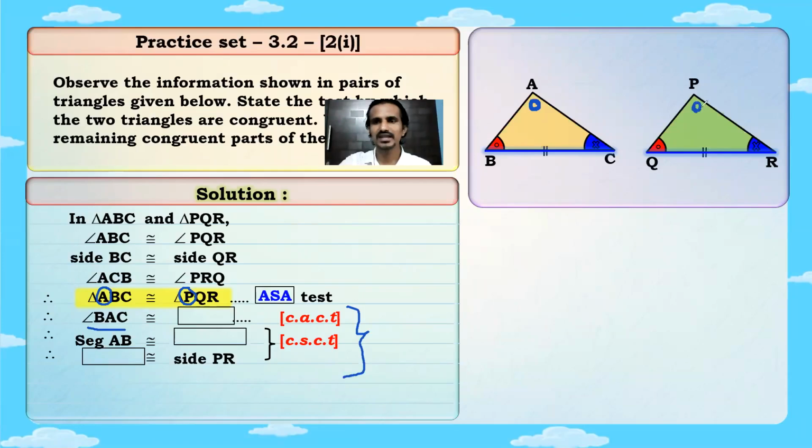All right, but the name is required in 3 letters. So angle BAC congruent to angle QPR. Okay, so in the second box we'll write angle BAC congruent to angle QPR, and the reason is mentioned as CACT. Now CACT means corresponding angles of congruent triangles. All right. Next, side AB is congruent to dash. Just look at AB. Tell me which is the corresponding side of AB.